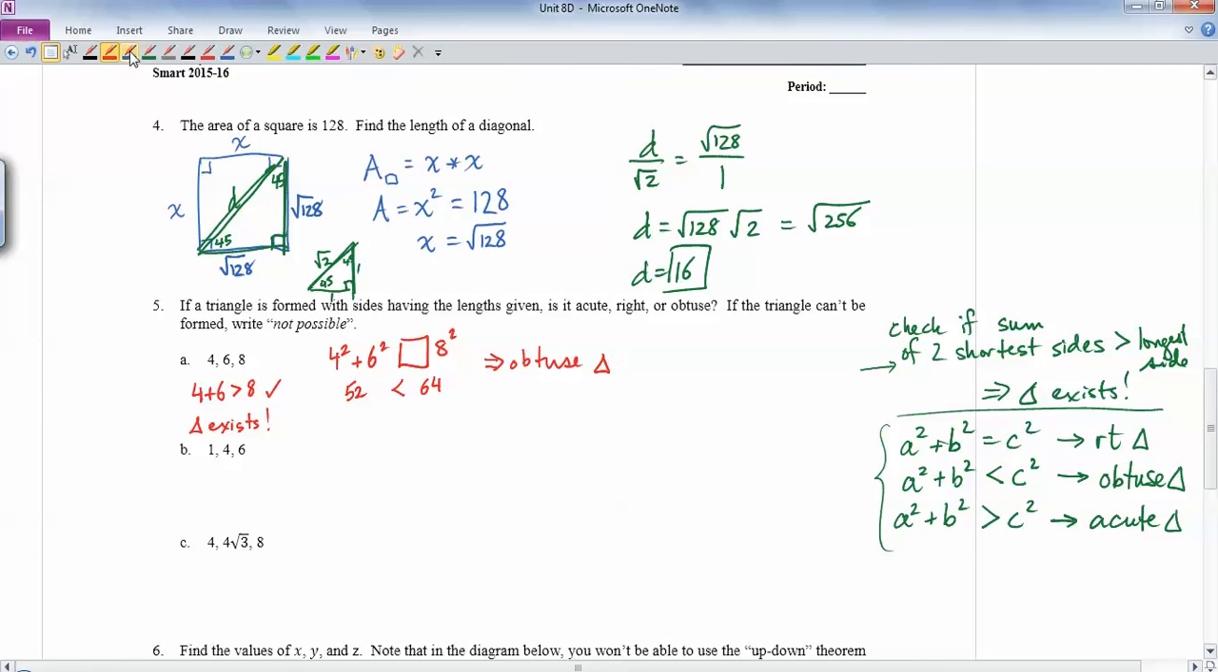In the next one, first we check if it exists. 1 plus 4, the two shorter sides. Is that greater than 6? No, right? This is not true. This is false. So the two short sides are not bigger than the long side, so the triangle doesn't exist. Does not exist. DNE, not possible.